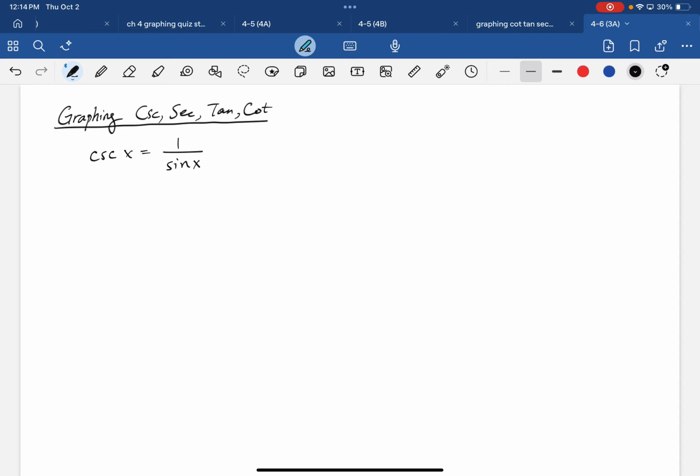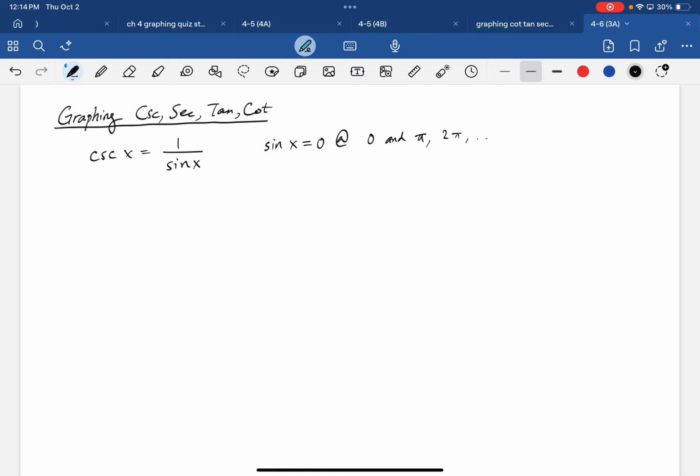What's unique about these four graphs is that they all have vertical asymptotes. The reason being that, for example, cosecant x is going to have a vertical asymptote whenever sine x equals 0. And sine x equals 0, do you guys remember where? When x equals 0 and also pi, 2 pi, etc. Every multiple of pi, sine x is going to equal 0.